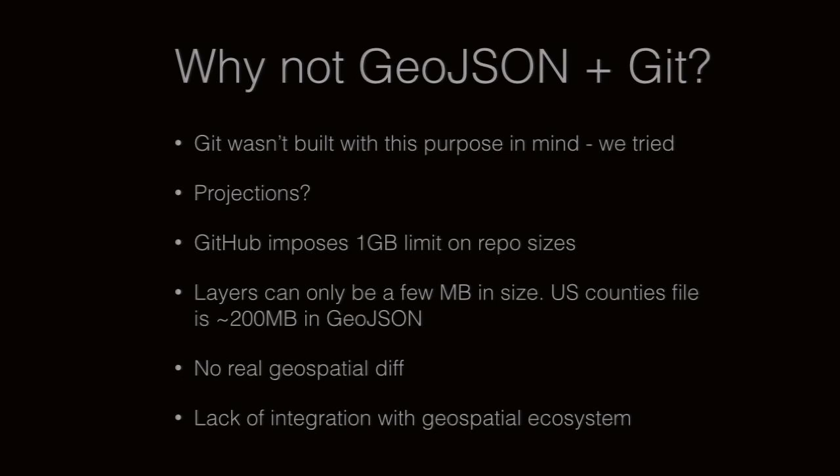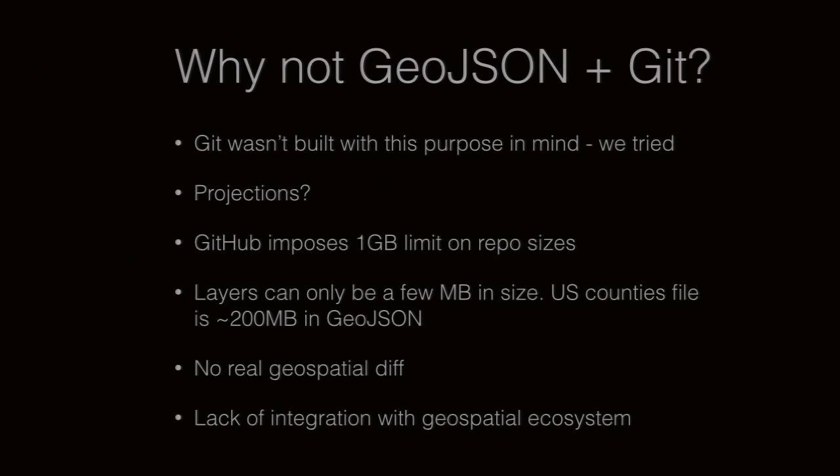The first rule of open source is don't reinvent the wheel, right? Unless it's a square and it's not getting you anywhere. So Git is kind of a square wheel for versioning geospatial information. It doesn't work. There are many technical reasons for that. I'm happy to dive deeper with some of you if you're interested later.